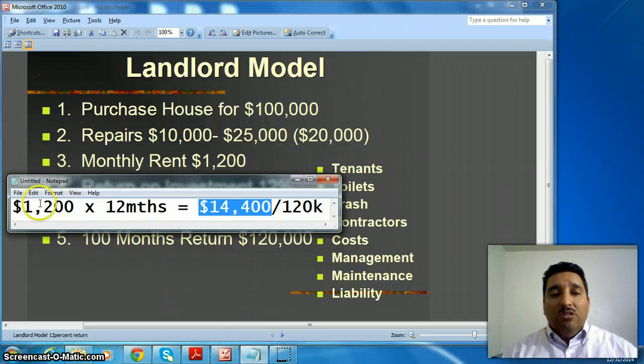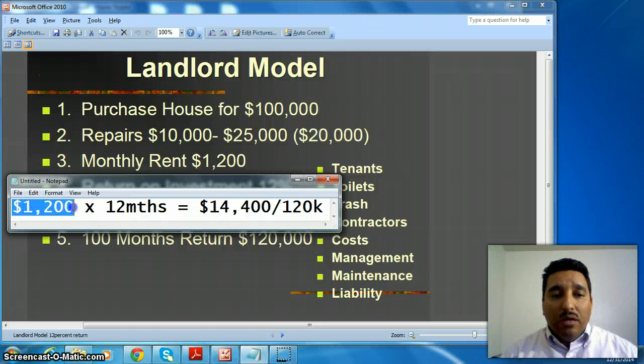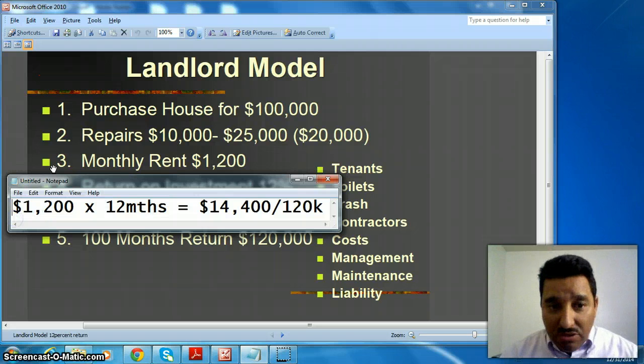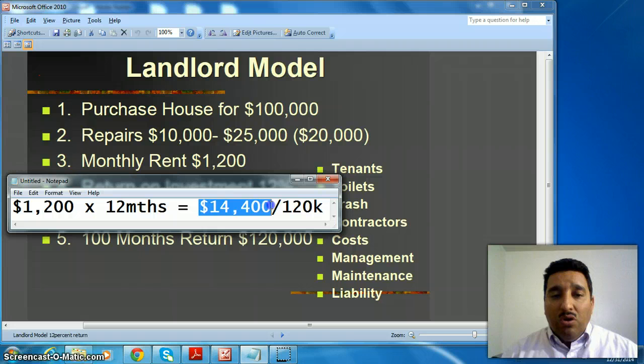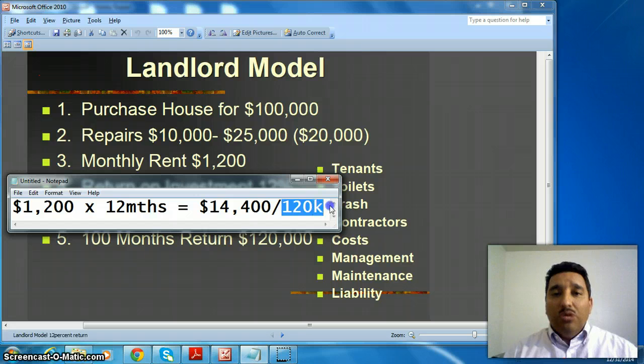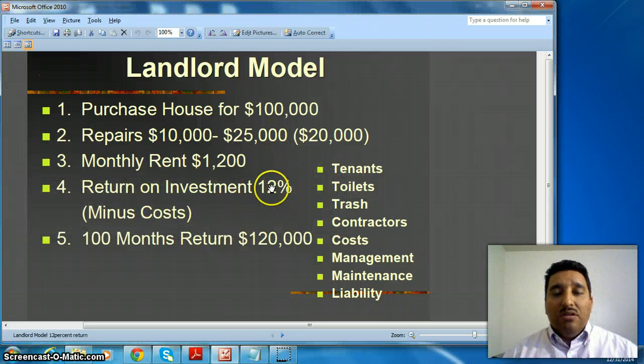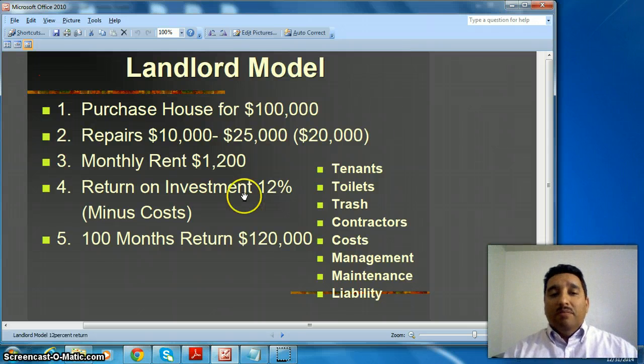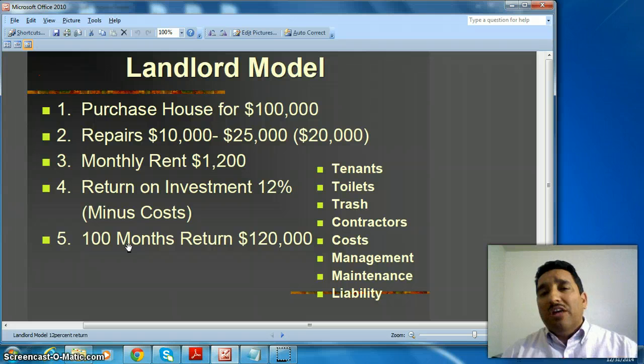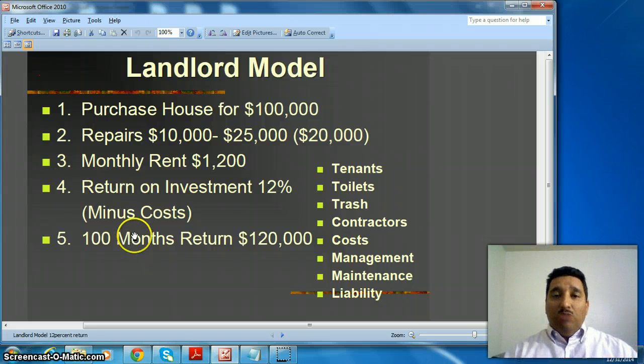So what you do is you get the total amount of months, which is 12, right, times $1,200, comes up to the total of $14,400 in gross income. You divide that by $120,000 acquisition, and you get a 12% interest. I mean, a 12% investment return, right, on their money, minus the cost. What are the costs? We'll talk about that right now. So to get your $120,000 back on your investment and the money that you put in, it's going to take you 100 months to get that money back, $120,000.